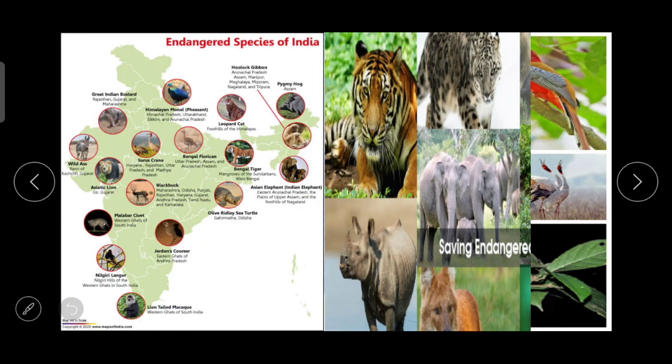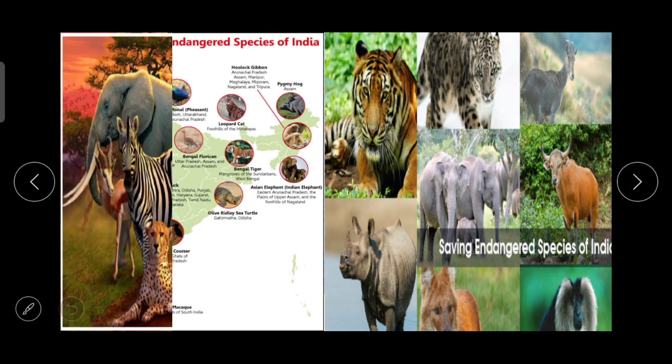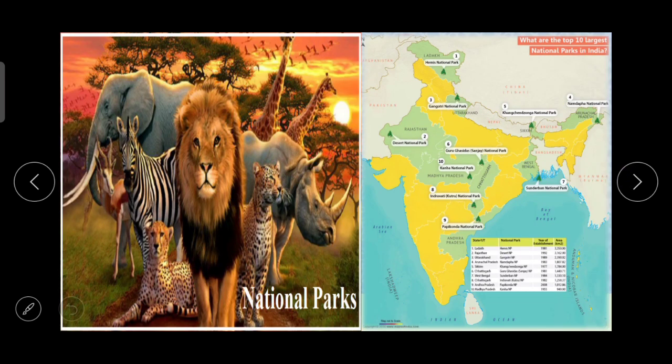But again, the same thing, the problem with these animals. Many species of wildlife are on the verge of extinction from India because of poaching, pollution and rapidly occurring deforestation. For example, cheetahs nowadays are in danger. The government of India has set up a number of national parks, wildlife sanctuaries, bird sanctuaries and biosphere reserves for the protection of wildlife and forests of India.